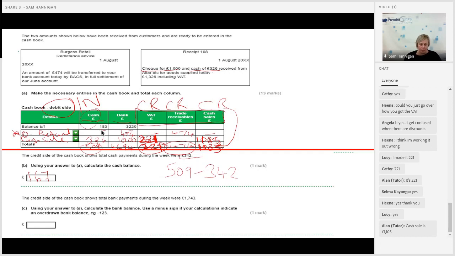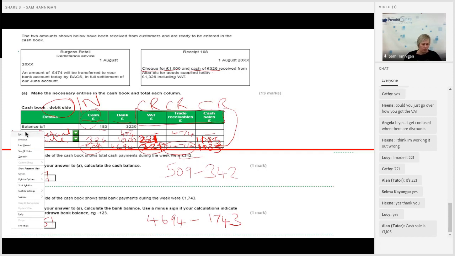Same with bank side. So you've got 4694 bank balance minus your 1743 gives you 2951. Is that right? Please check my calculations. Yeah? Fab. Okay then, everybody okay with that? So you can see why you've got to read the question and you've got to take your time and work out what it is they're actually asking you for. Okay then, let's move on to next slide.